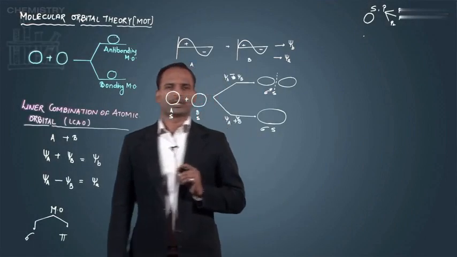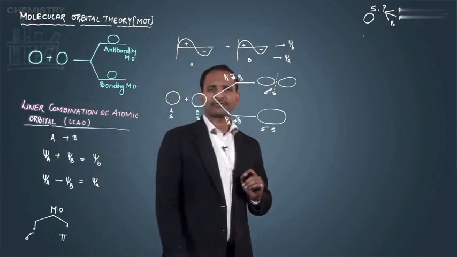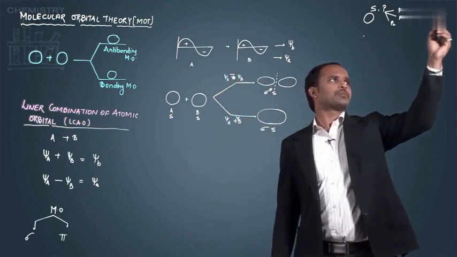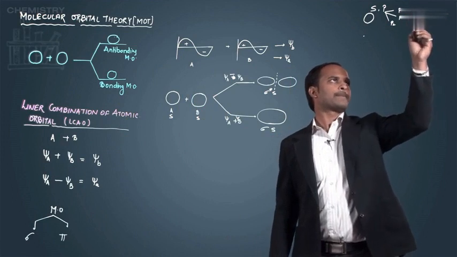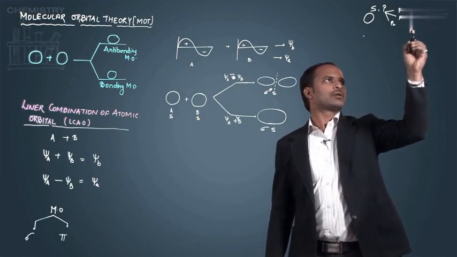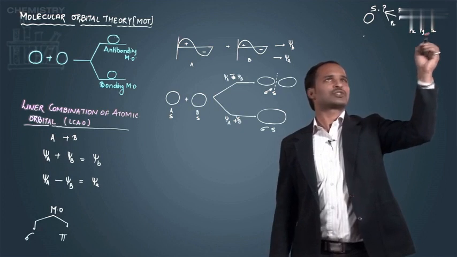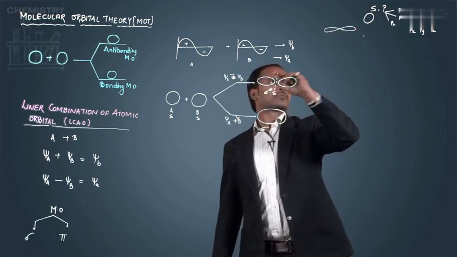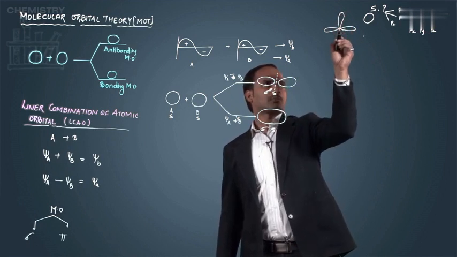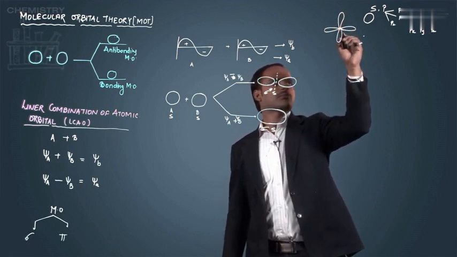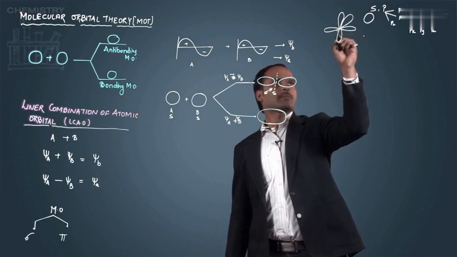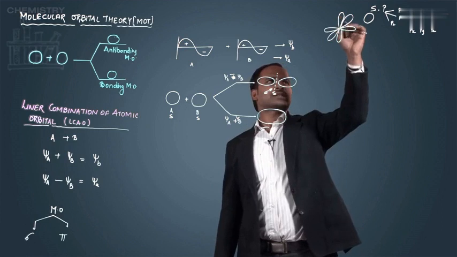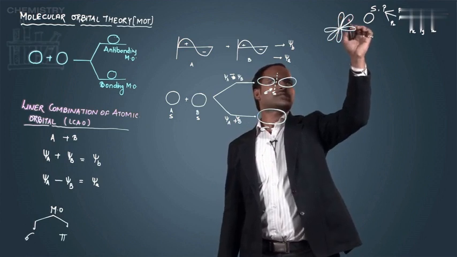Now about the p orbital. In case of p orbital, we have three possibilities. In p we have three orbitals, that is px, py and pz. The shape is something like this. Here you can call this the x-axis, this y, this z, or this x, this y, this z.